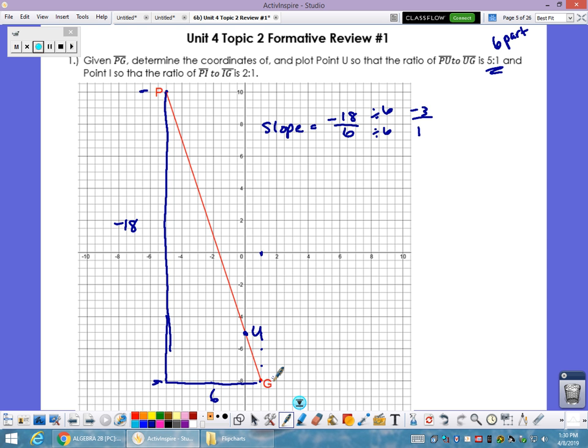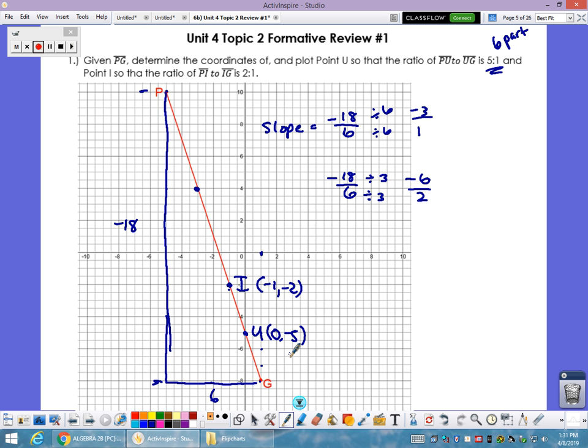And now we need point I, so the ratio is 2-to-1. So I need to take that same slope and divide it by 3 this time. So -6 over 2. So I would need a 2-to-1 ratio. Down 6 over 2. That's 1. Down 6 over 2. That's 2. And I need a 2-to-1 ratio. So here's my 2 section. Here's my 1 section. Starting at P, Pi. So the coordinate here would be -1, -2. And for U, it would be 0, -5.